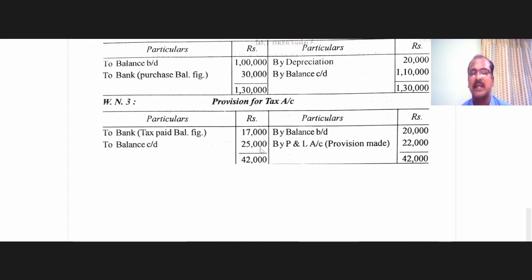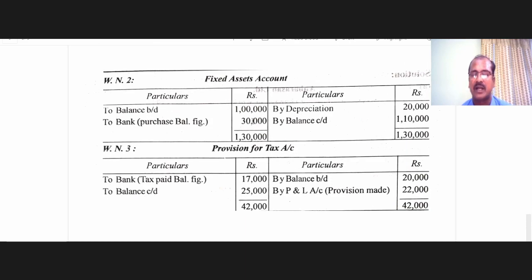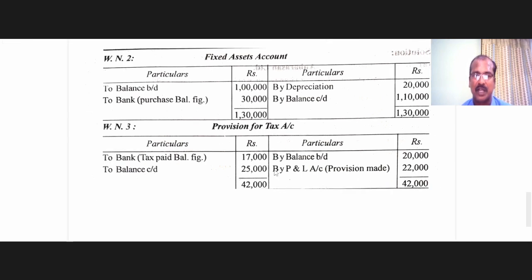The tax paid is again a payment. It will come in the funds flow statement under application of funds. 17,000 rupees tax paid will be recorded as application of funds in the funds flow statement. This 30,000 rupees purchase of fixed asset will be recorded as application of funds in the funds flow statement. These two items will appear in the funds flow statement with regard to these two ledger accounts.